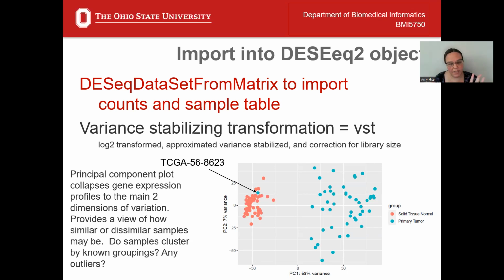So this PCA plot is a good way to get an idea of how our samples look compared to other samples in the data set, and is there any suggestion that we might want to trim our sample set a little bit if there are any glaringly obvious outliers like this.